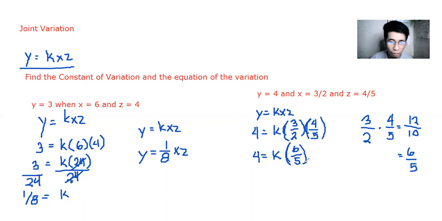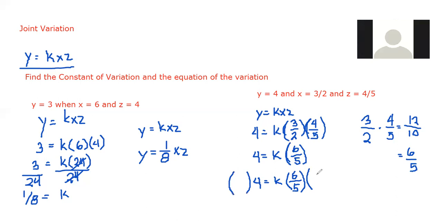Para mawala si 6 over 5, gawin nyo. Okay. So, para mawala si 6 over 5, kasi kailangan yung matitira sa atin ay K, diba? Pero meron siyang 6 over 5. Ang gawin ninyo, i-multiply nyo both sides by the reciprocal of 6 over 5. Ano ang reciprocal ni 6 over 5? Sure, 5/6 po. Okay, 5/6. Yan.